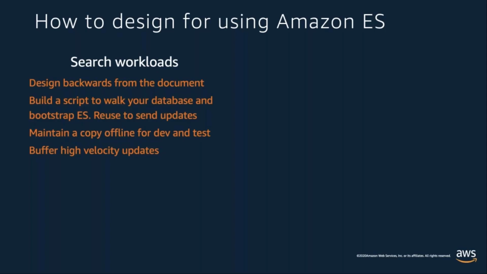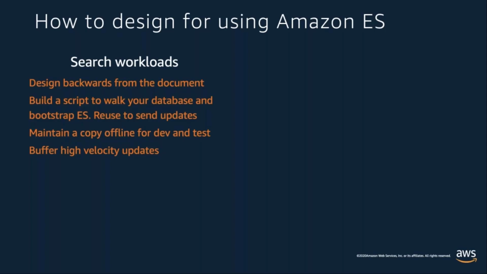If you think about a use case like e-commerce, where you're searching a product catalog, each product in that catalog would be a single document. When you design your search workload, you think first about what it is that you want to pull out. For that e-commerce workload, I want to pull out products that, presumably and hopefully, my customers are going to want to buy. So that's what I would need to put into Elasticsearch. Then I'm going to want a script that walks my database and bootstraps that data into Elasticsearch. You're going to reuse that script.